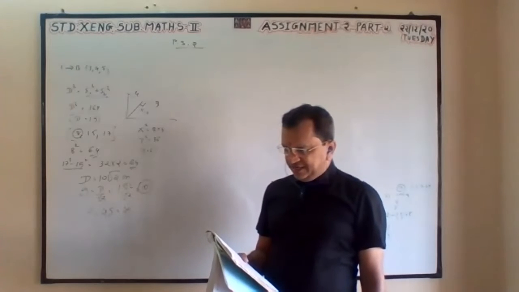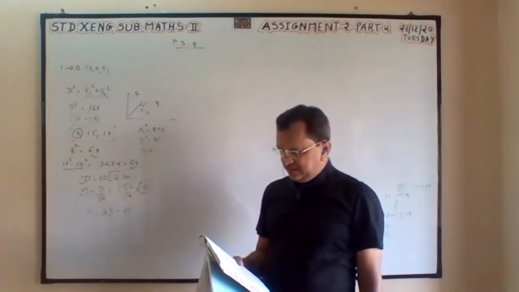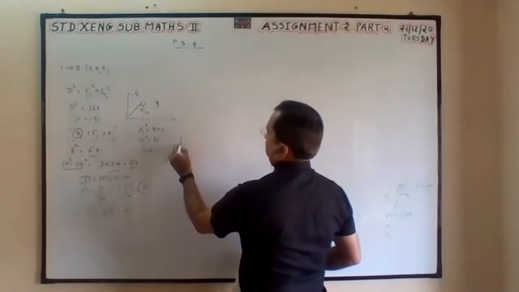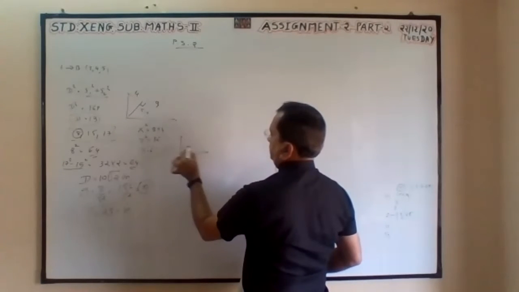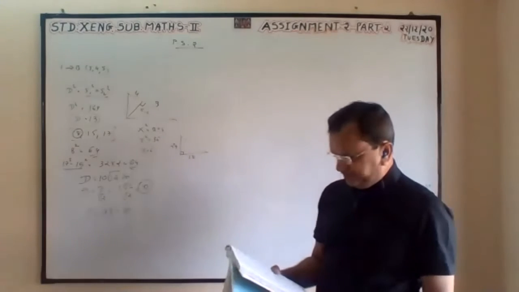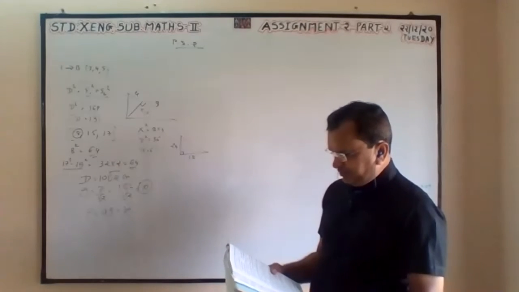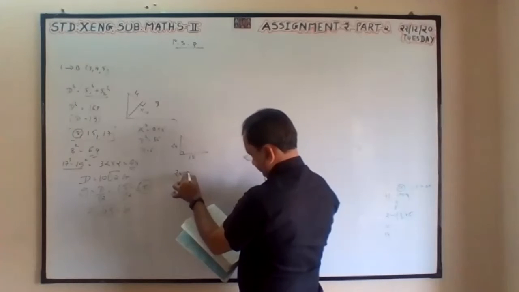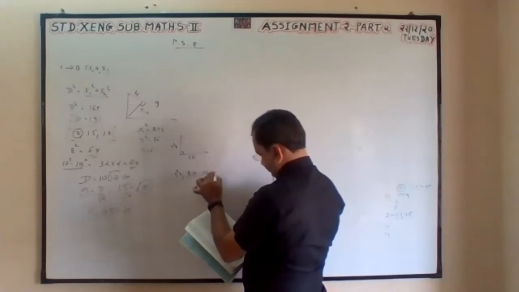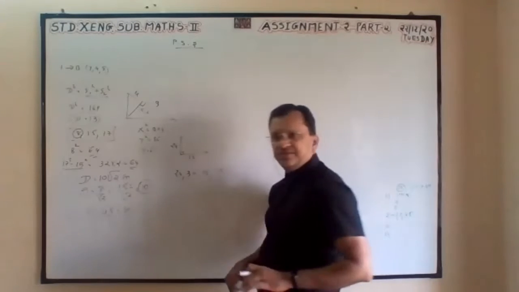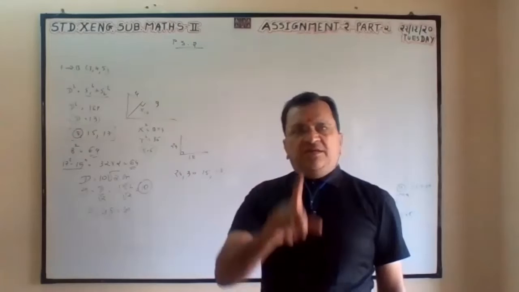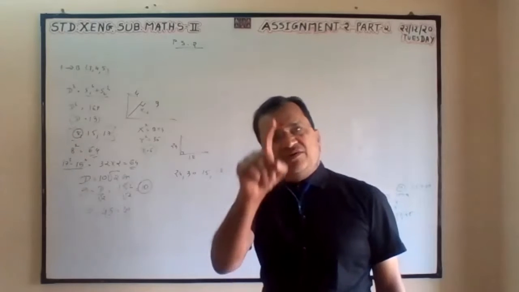Height and base of a right angle triangle are given, 24 and 18. Find the hypotenuse. There are three options. In MCQ, how to judge? Height is given, base is given, we have to find out the hypotenuse.